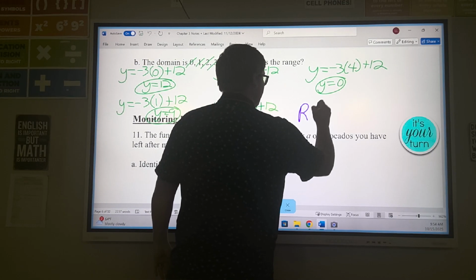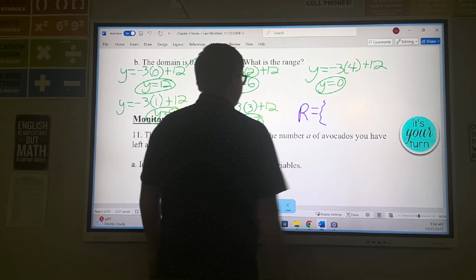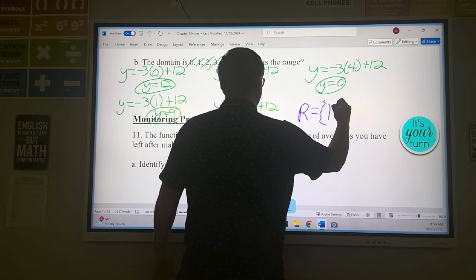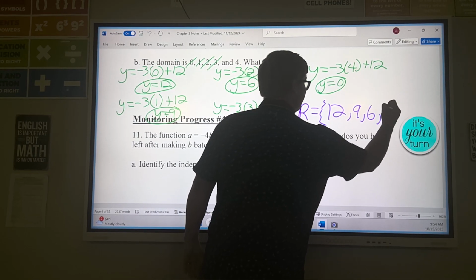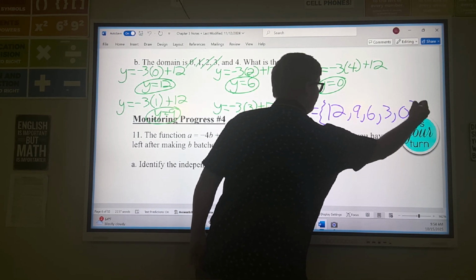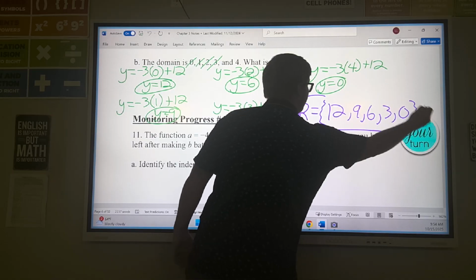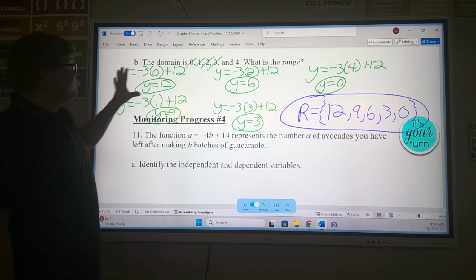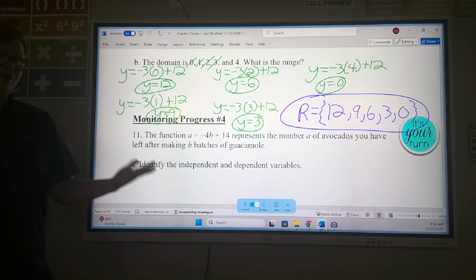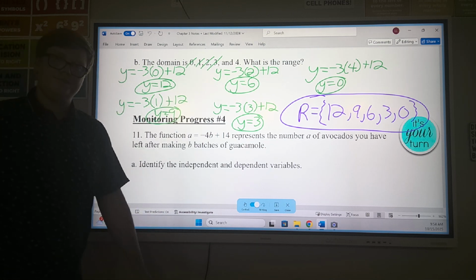So our range is going to be 12, 9, 6, 3, and 0. It's a lot of work just to find the range, but as long as you know how to solve linear equations like we've talked about all year, you should be good to go.